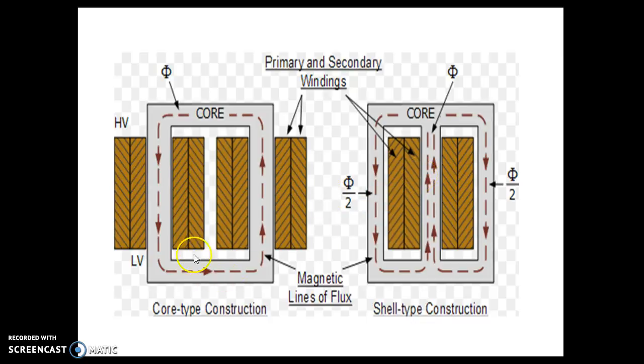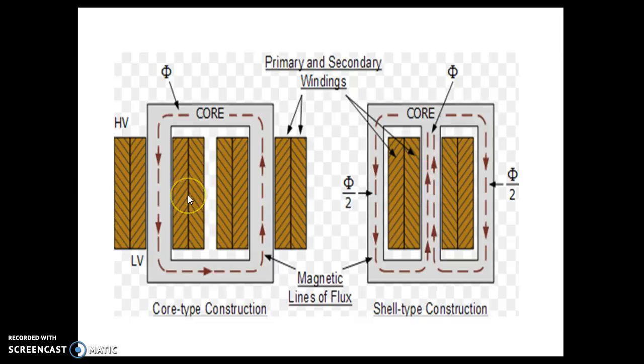In the core type construction we are using the concentric winding, but here we are using the sandwich winding. In the core type transformer, there is only one path for the flux, but here the flux is divided into two parts. One is phi/2 and phi/2, but in the middle limb it is phi.